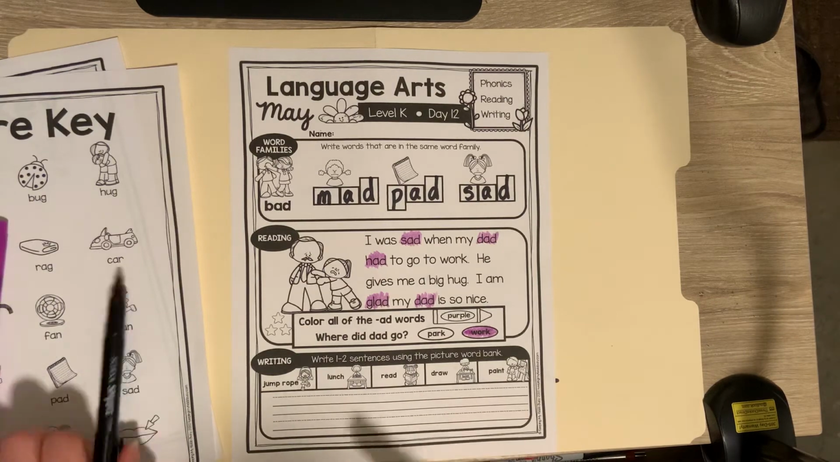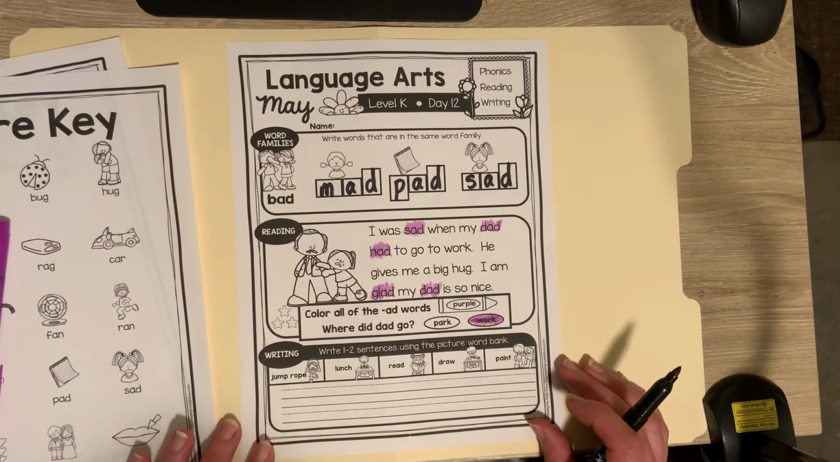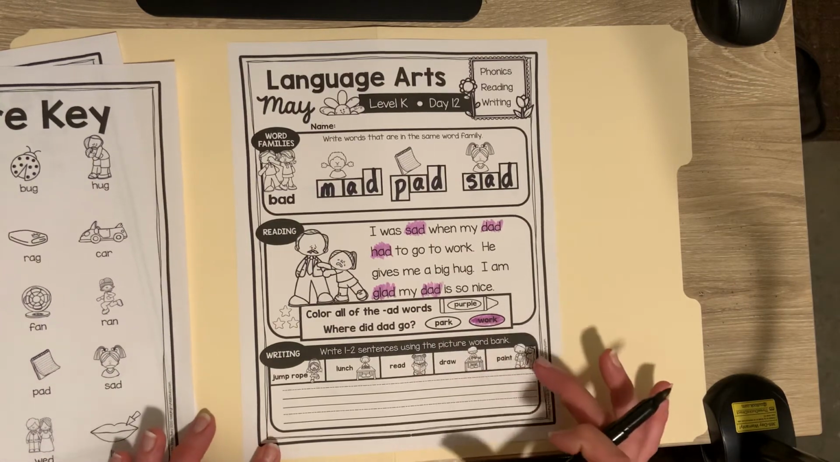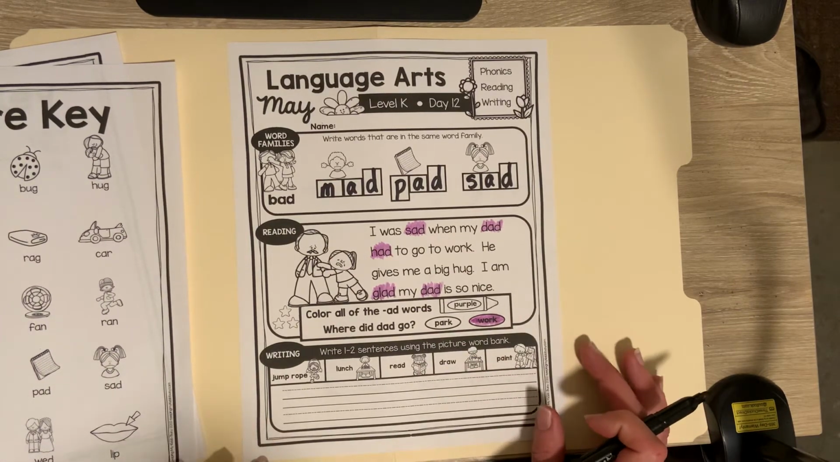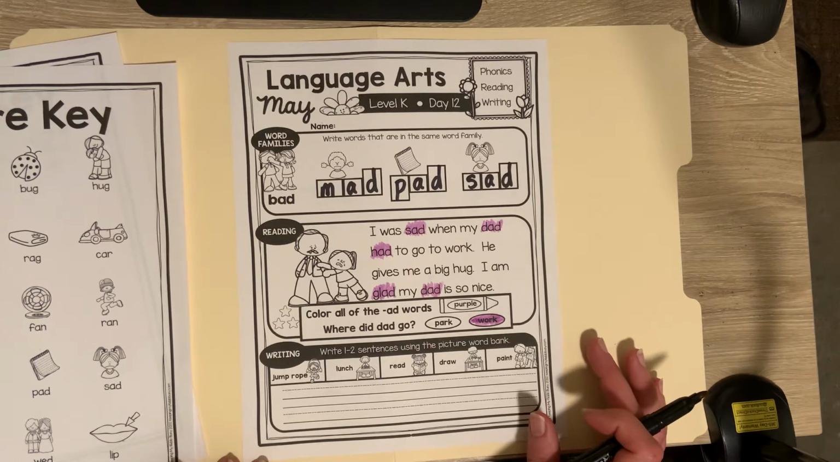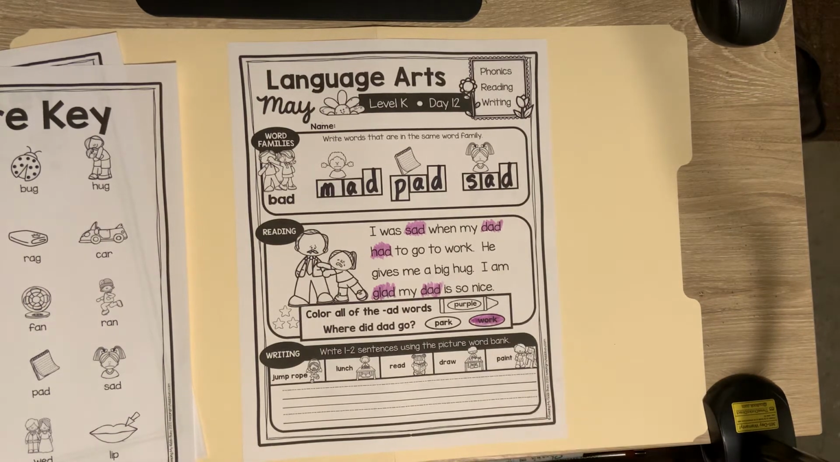Write 1 to 2 sentences using the picture word bank. Our pictures today: jump rope, lunch, read, draw, paint. Ooh, I see some things you could do inside. I see some things you could do outside. I like to do reading and drawing. So I can say that sentence. I like to read and draw. That'll be a nice simple sentence for us. It's using our sight words that we know.